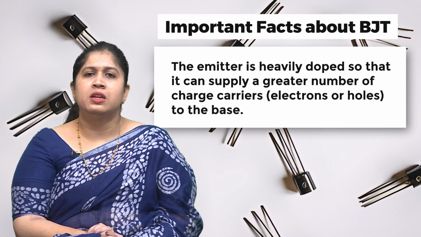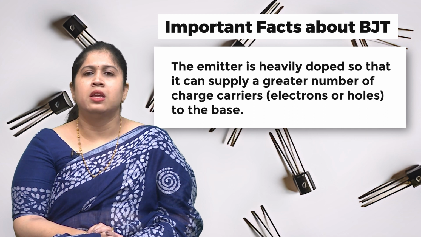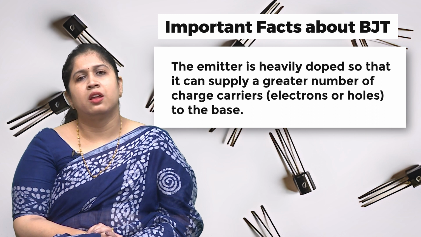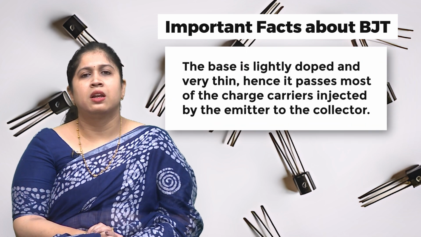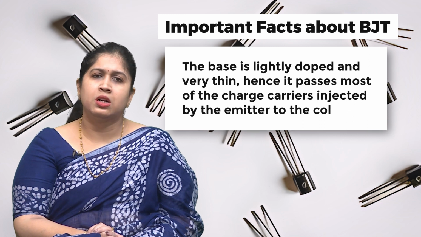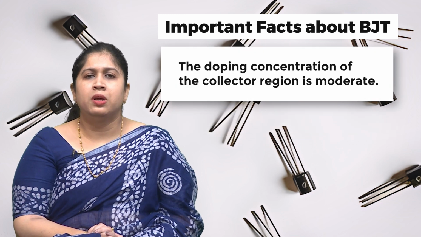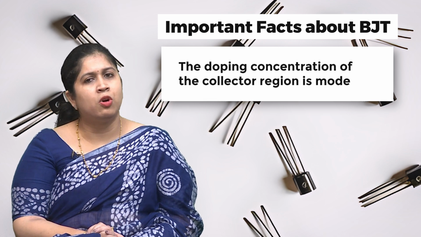The emitter is heavily doped so that it can supply a greater number of charge carriers, electrons or holes, to the base. The base is lightly doped and very thin, hence it passes most of the charge carriers injected by the emitter to the collector. The doping concentration of the collector region is moderate.